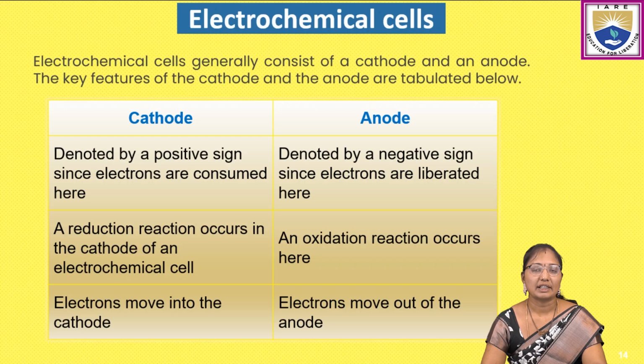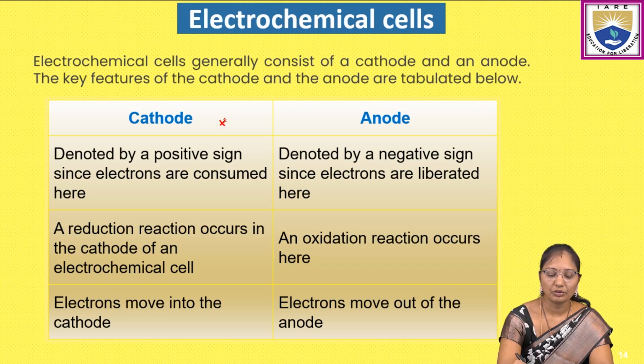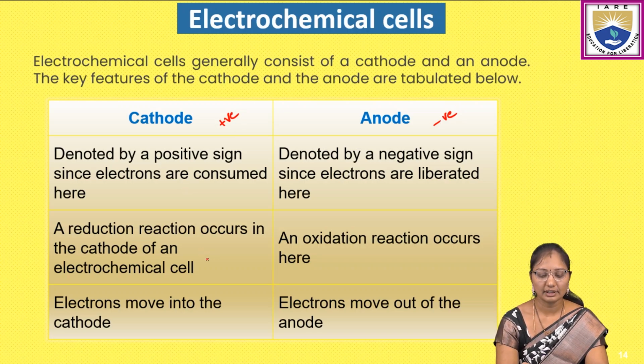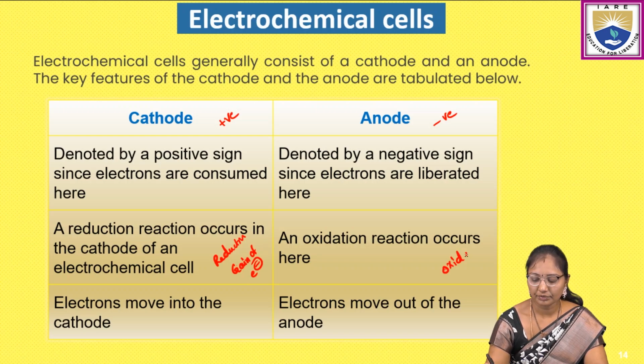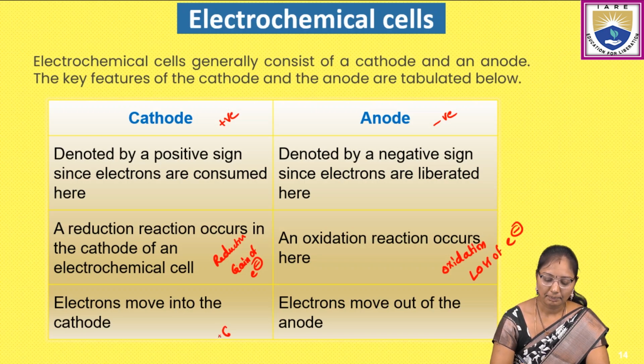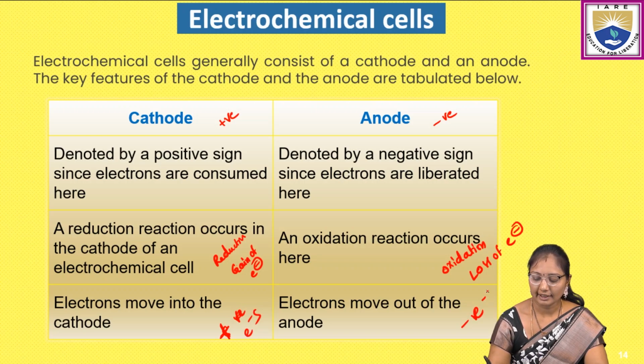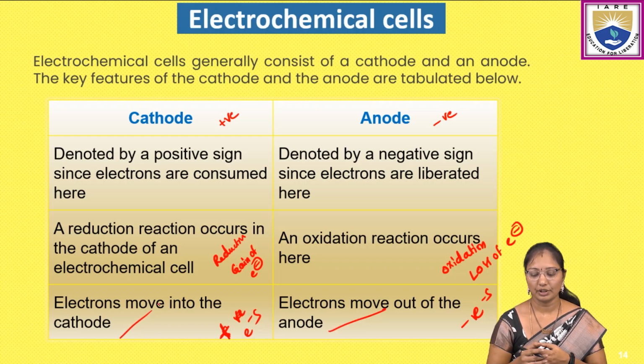So what are the differences between the cathode and anode? Cathode is the positive side, anode is the negative side. Cathode means the reduction reaction occurs, reduction is nothing but the gain of electrons. Anode means oxidation, it is nothing but the loss of electrons. Here plus electrons, here minus electrons. Electrons move out of the anode, electrons move into the cathode. Here the oxidation, here the reduction, with the positive sign and the negative sign.